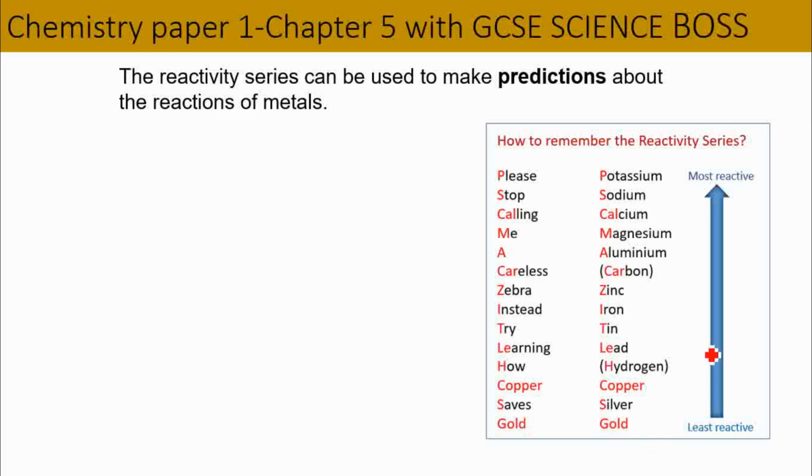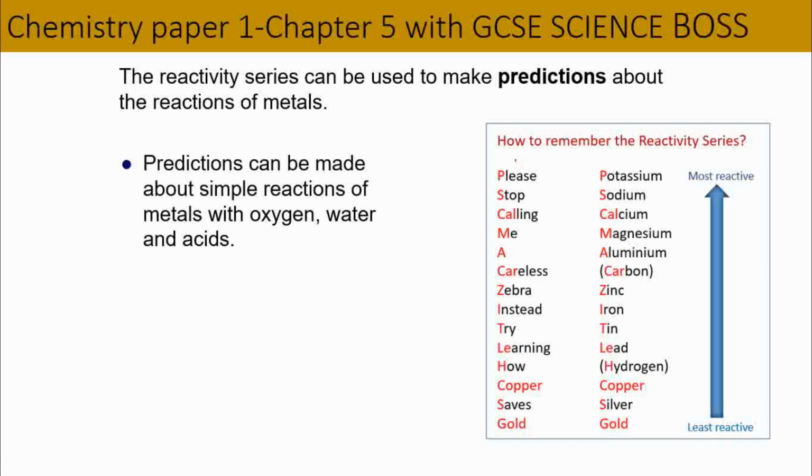Now these are not all the metals, but just the common ones, going from the most reactive to the least reactive. As you can see here, we're using a mnemonic to remember this. Please stop calling me a careless zebra. Instead, try learning how copper saves gold, and don't forget platinum at the bottom, even though it's not shown there. So: please, potassium; stop, sodium; all the way down to gold. You can come up with your own mnemonic, and sometimes it is given on the exam paper, but not all the time.